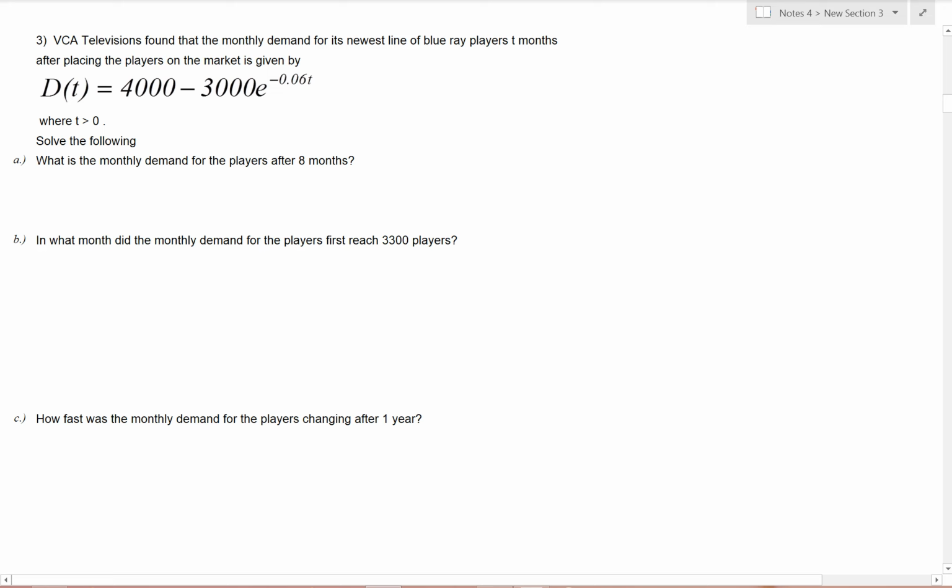So we've got televisions. What we're given is the monthly demand, the demand equation for Blu-ray players after t months. The demand is in Blu-ray players and time is in months. We're asked to fill in the following. Part A is asking, what's the demand after 8 months? That's just plugging my time into my demand equation. So find the demand at 8.